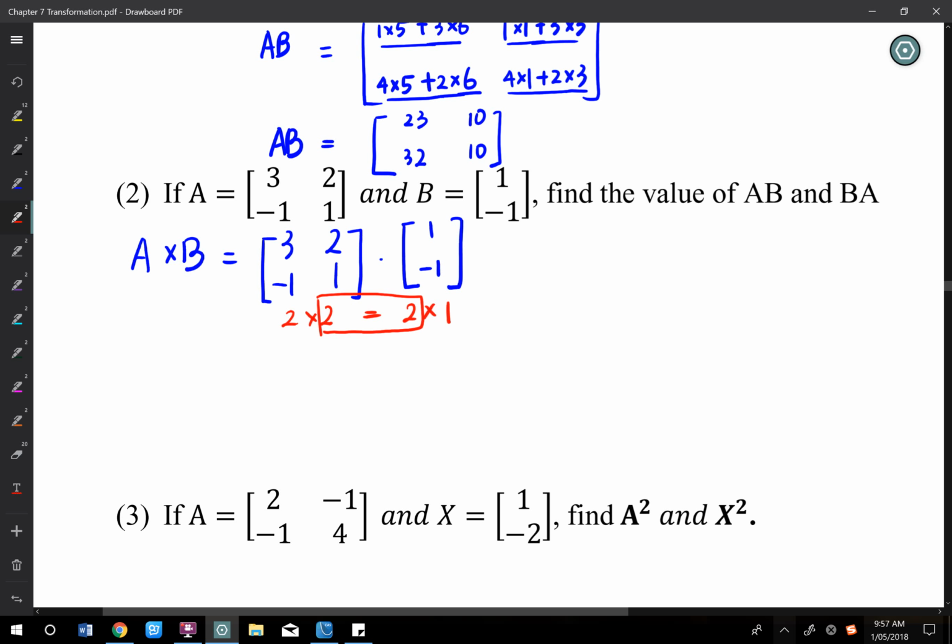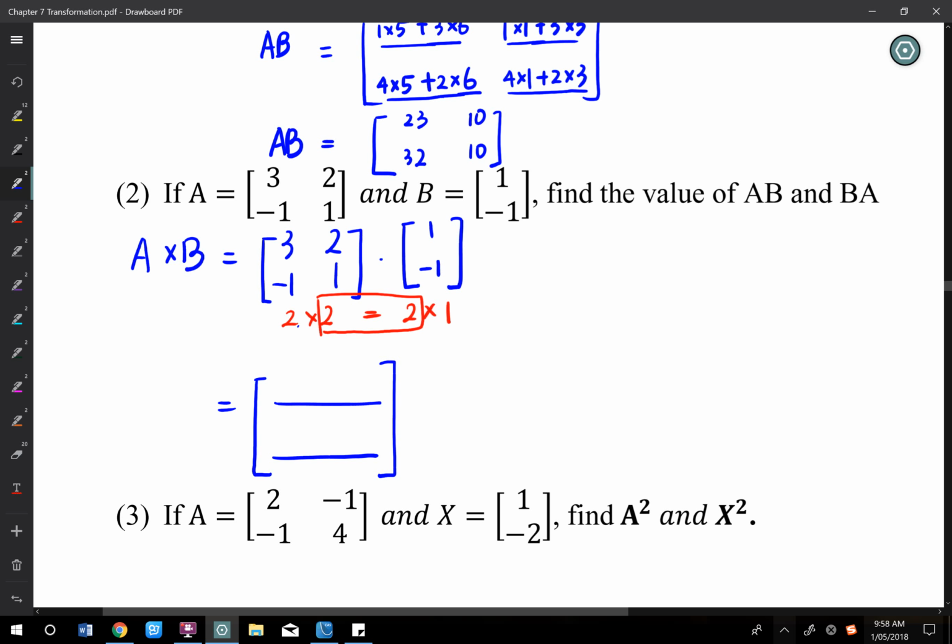And the solution, your answer will be a 2 times 1 matrix. The two numbers left, the first one and the last one: 2 times 1. Row 2, column 1. So the answer will be a 2 times 1 matrix.